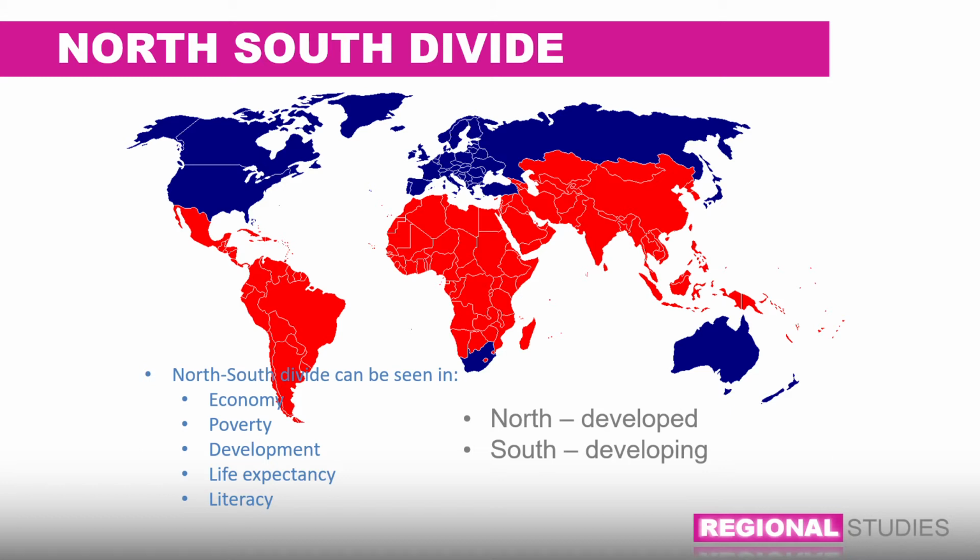usually countries that recently had acquired their independence. So you may say, well, things are changing, the world is changing, but it seems like North continues being North and the South continues being South, and there are different reasons for this situation to happen. So we may see the North-South divide in economy, in poverty, in measurement of development, in life expectancy, in literacy, and many other aspects.